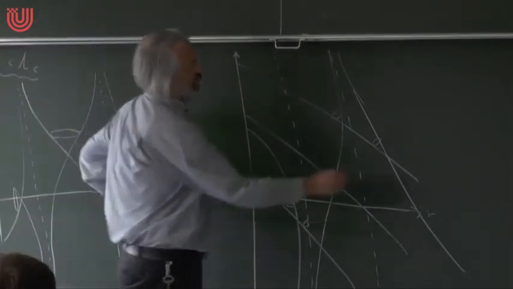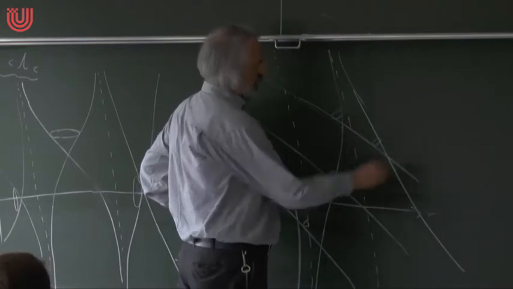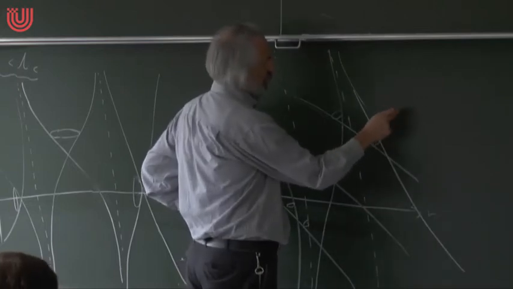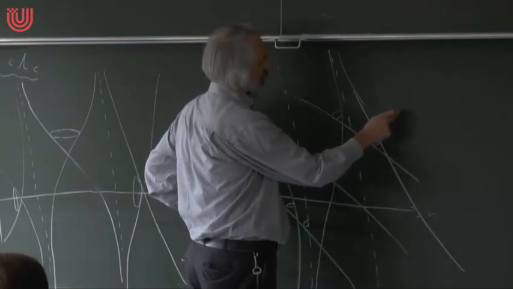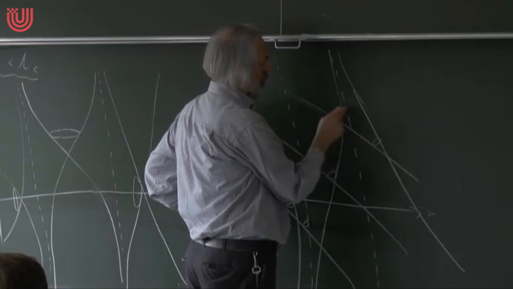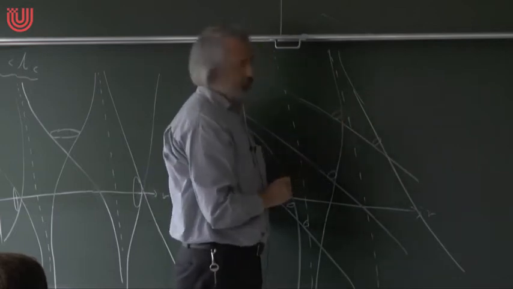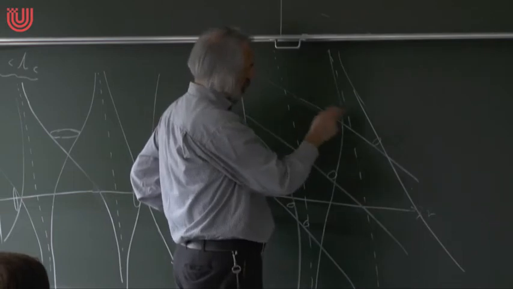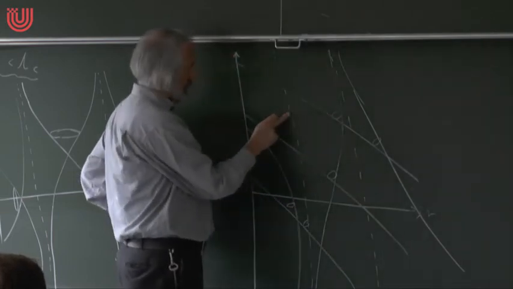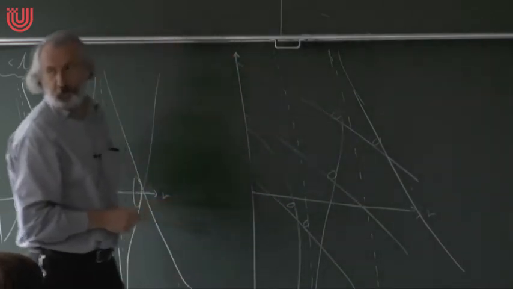So if you start here, and whatever you do, you may move around in any way you like. As long as you move at subluminal speed, you will have to cross this horizon at a finite time. And then you are free to move around here. And if you are stupid enough to cross the second horizon, then you will end up in the singularity.